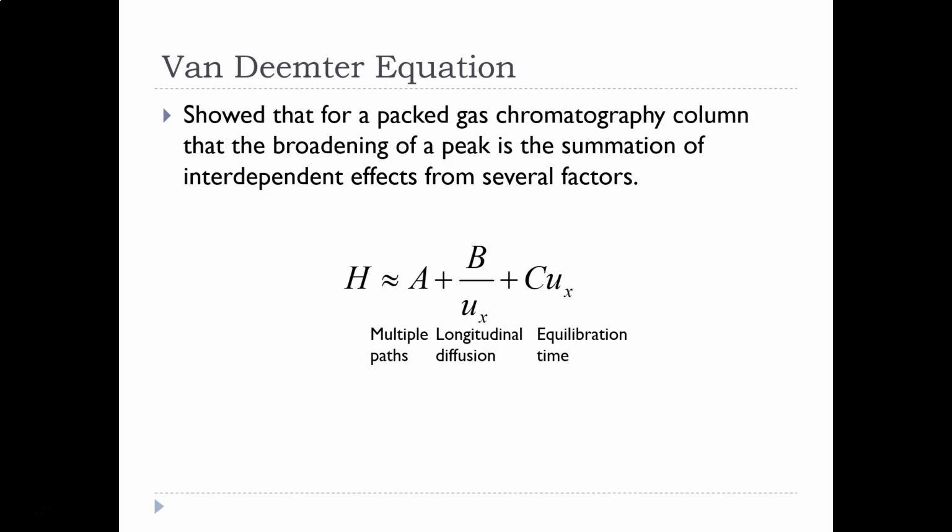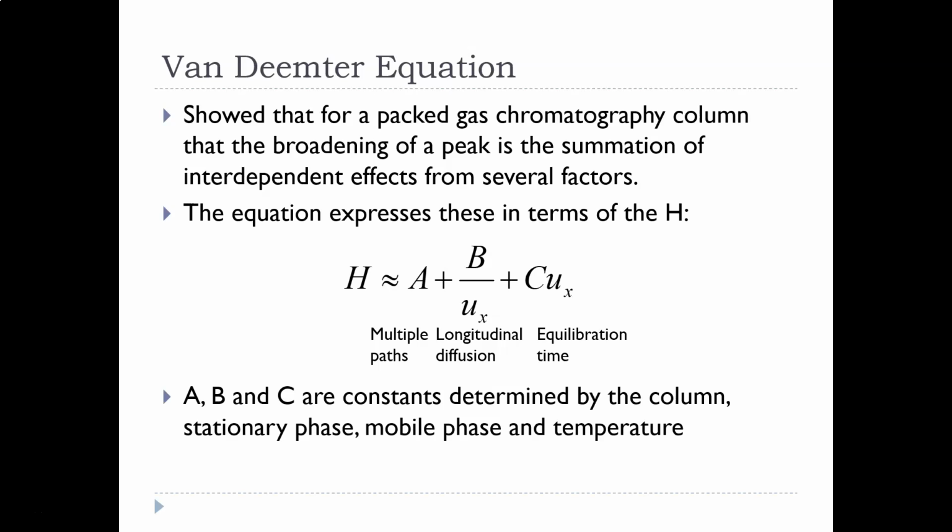The Van Deemter equation takes into account the broadening of a peak. It looks at all the situations that can happen. The multiple paths is represented by the capital letter A. Longitudinal diffusion is represented by B over u, and Cu is the equilibration time, which is how long it takes for the component to interact with the mobile phase and the stationary phase. That's different for every compound. If it's a slow equilibrium, then that's going to slow down the process.